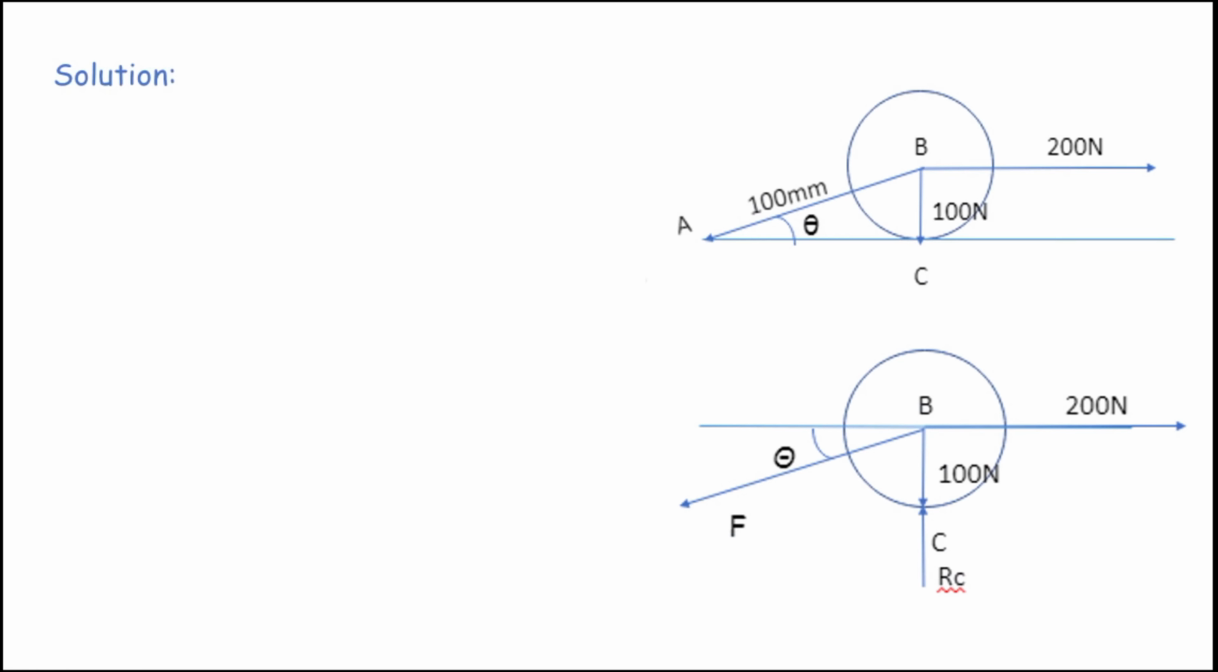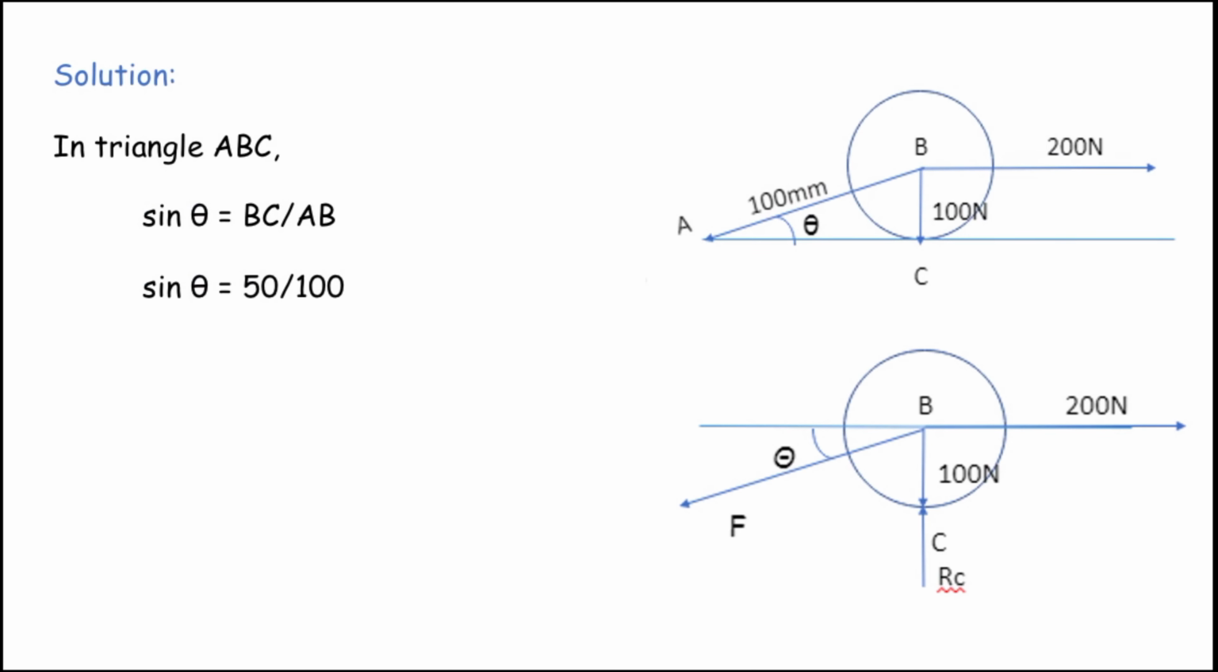Now, go to the solution. First, we have to find the angle of inclination. I take the triangle ABC. Sin theta equals opposite side by hypotenuse. The opposite side is BC and the hypotenuse is AB. So, BC by AB. BC is 50 and AB is 100. So, 50 by 100 equals 0.5. So, sin theta equals 0.5.